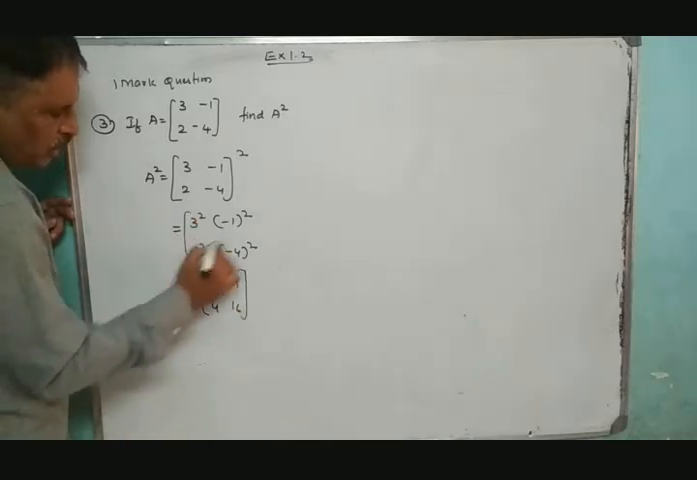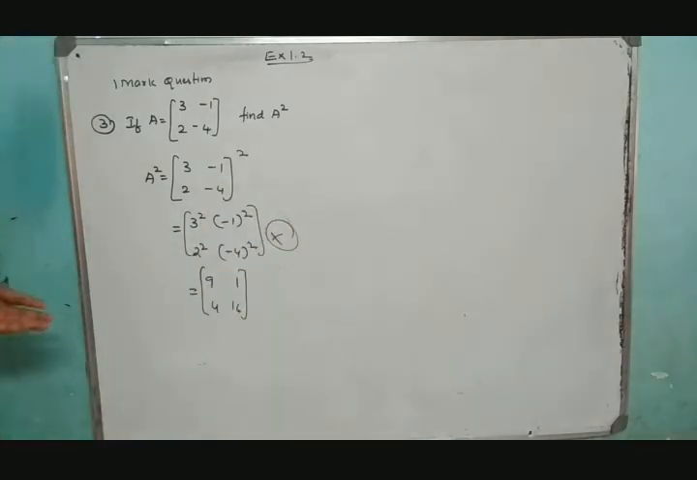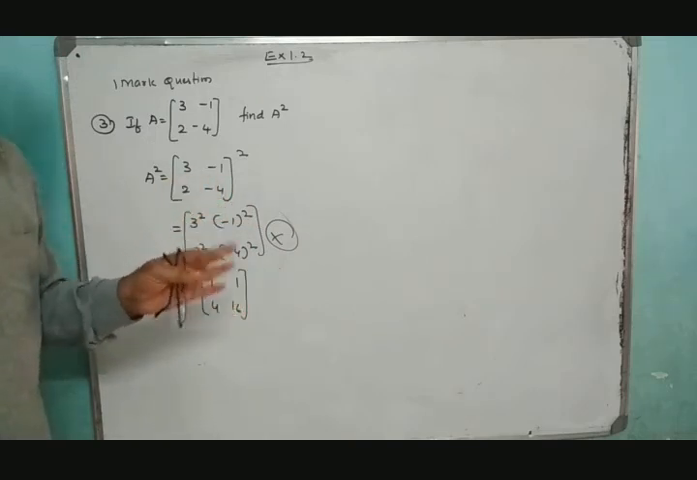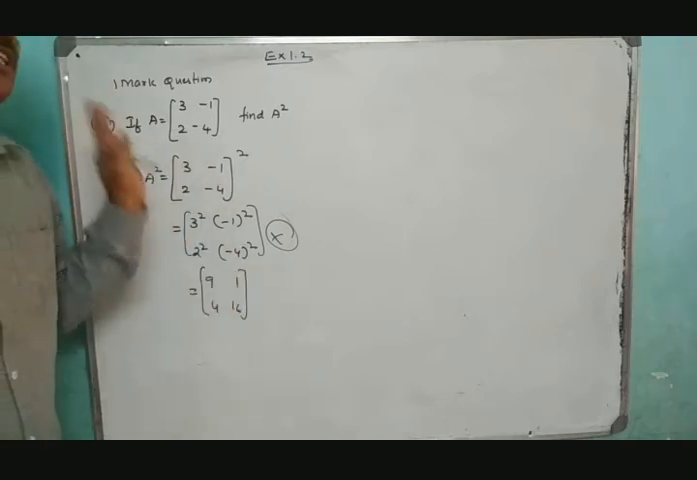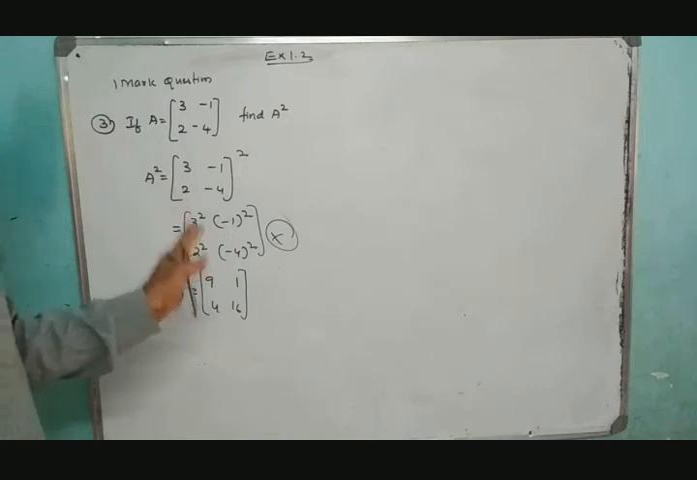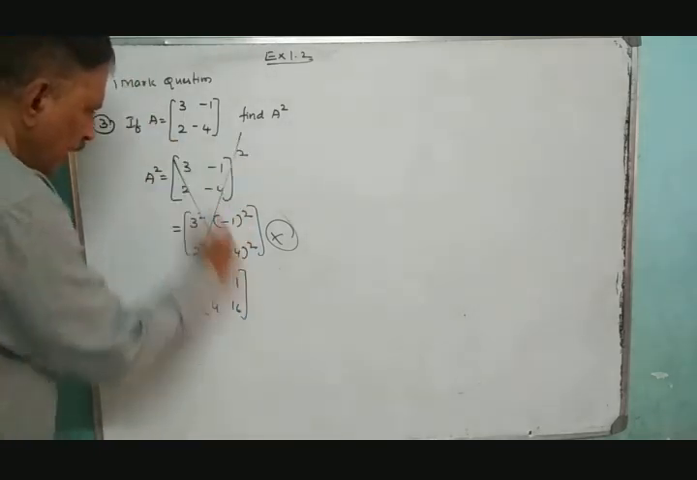So this is the wrong method. This method cannot be done. That means you should not square the given matrix. If you do this method, even though your answer is correct, it is still wrong, because the method of solving is totally wrong. Hence, this method cannot be done.